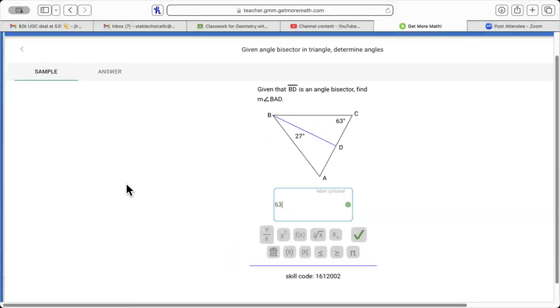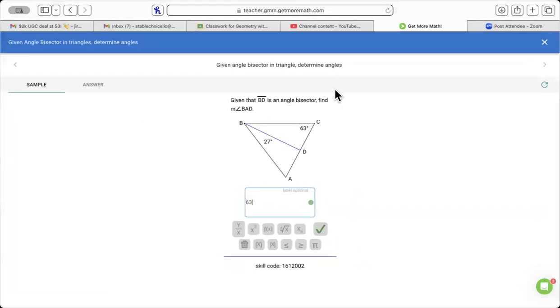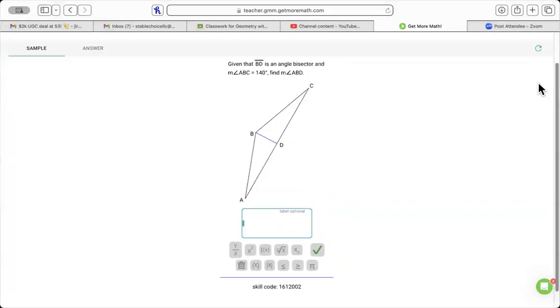Let's see. It's probably going to make me oh, there we go. Ooh, that's a big, long, weird looking one.